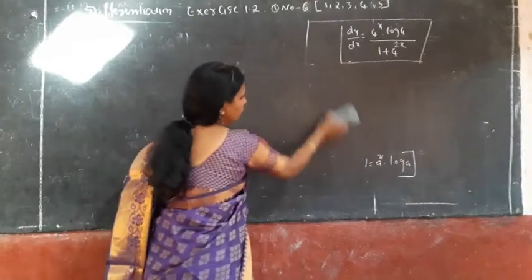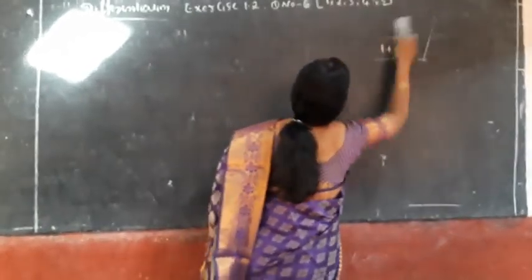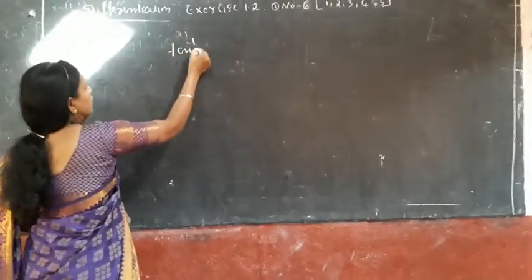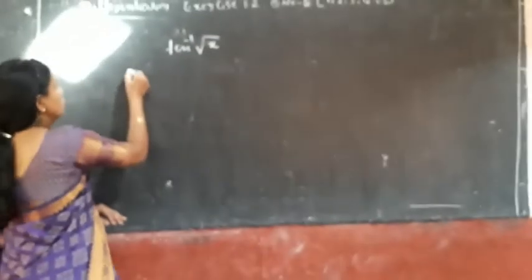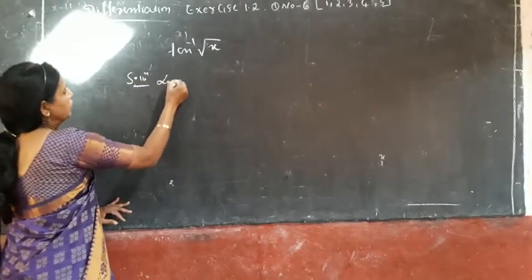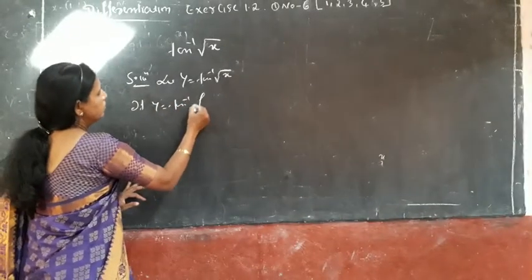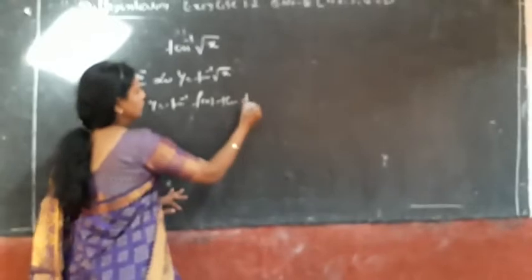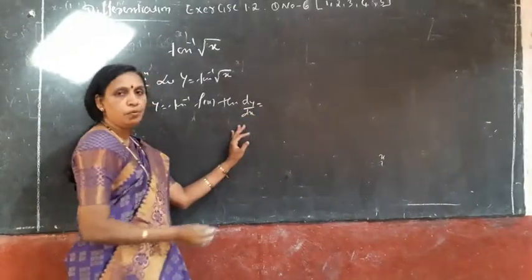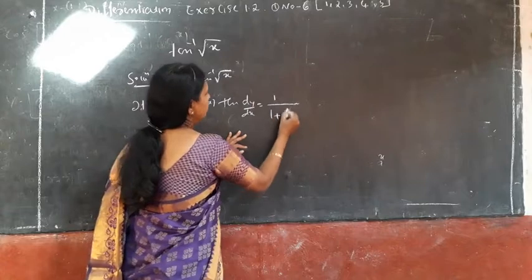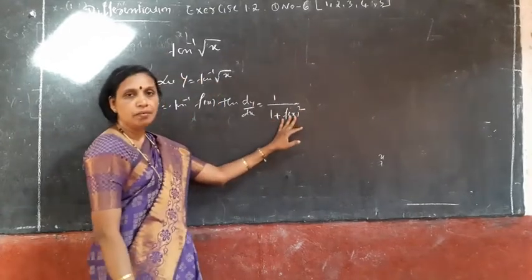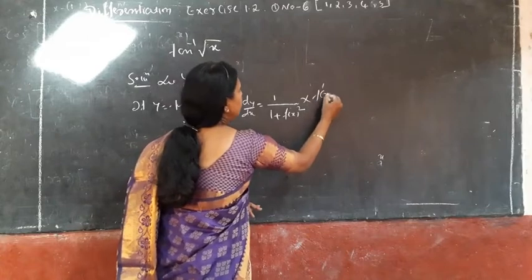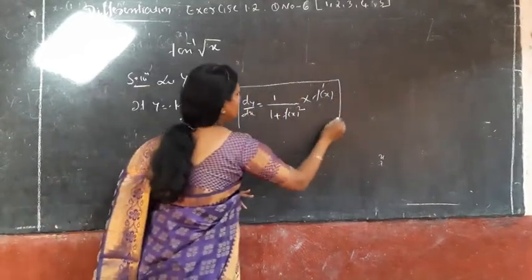tan inverse of root x. Fifth example, that is tan inverse of root x. Solution. Let y equal to tan inverse root x. If y equal to tan inverse f of x, then dy upon dx can be given by 1 divided by 1 plus f of x raised to square into f dash of x. This is the formula.